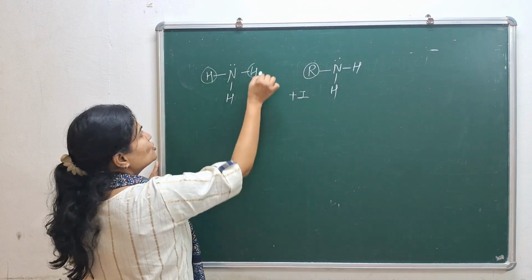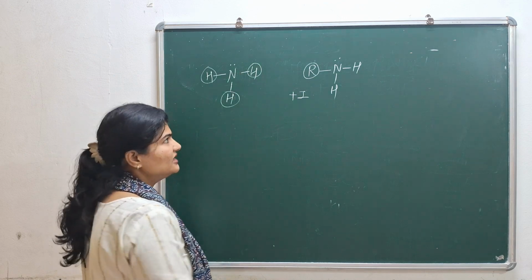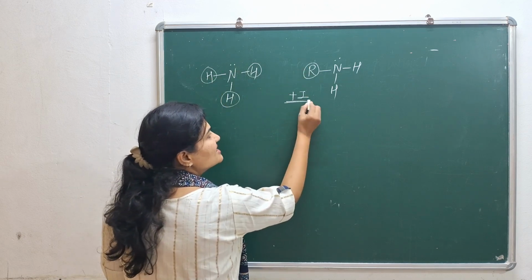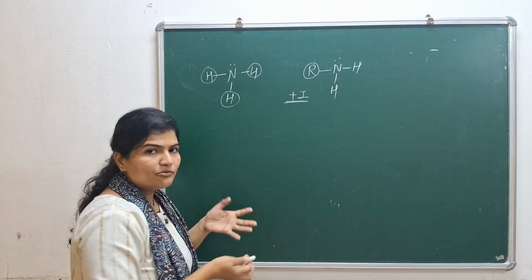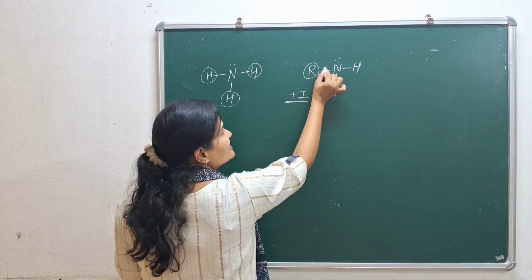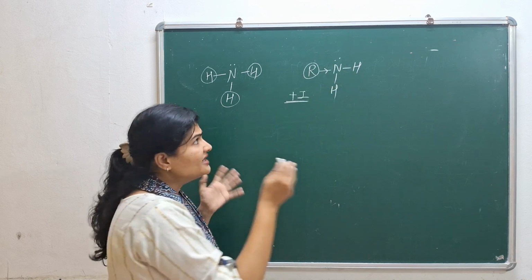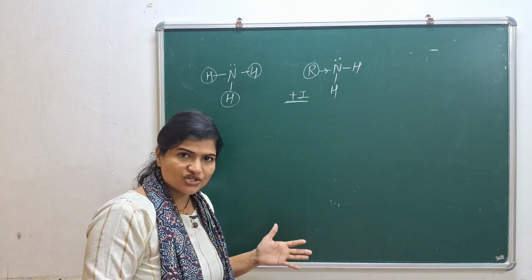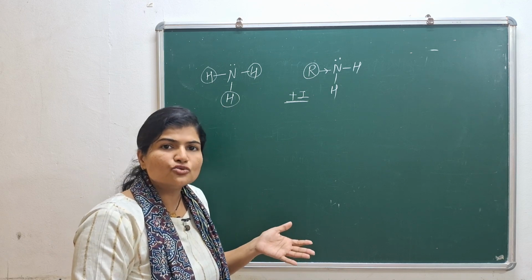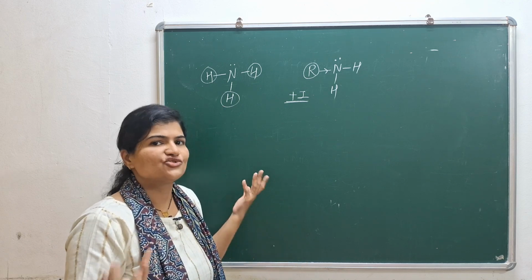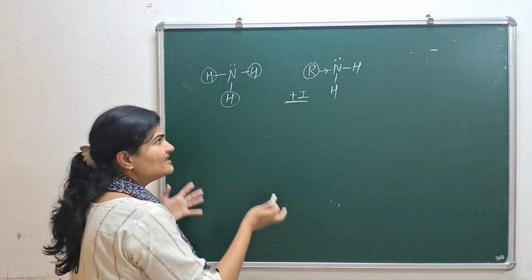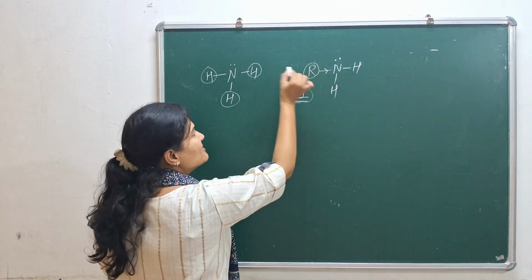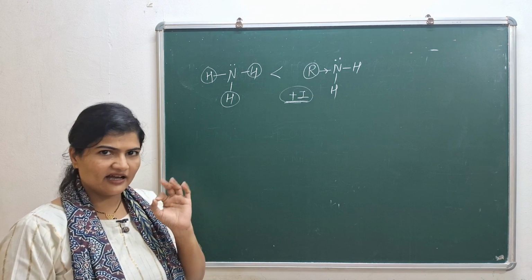Here there are no alkyl groups present, but when we replace one of the hydrogens with an alkyl group, because of the positive inductive effect, the alkyl group is going to push the electron density towards nitrogen, in turn making the lone pair more available for donation. The easier it is to donate the electrons, the stronger the base will be. That is the reason, because of the plus I effect of alkyl groups, primary amines are more basic than ammonia.